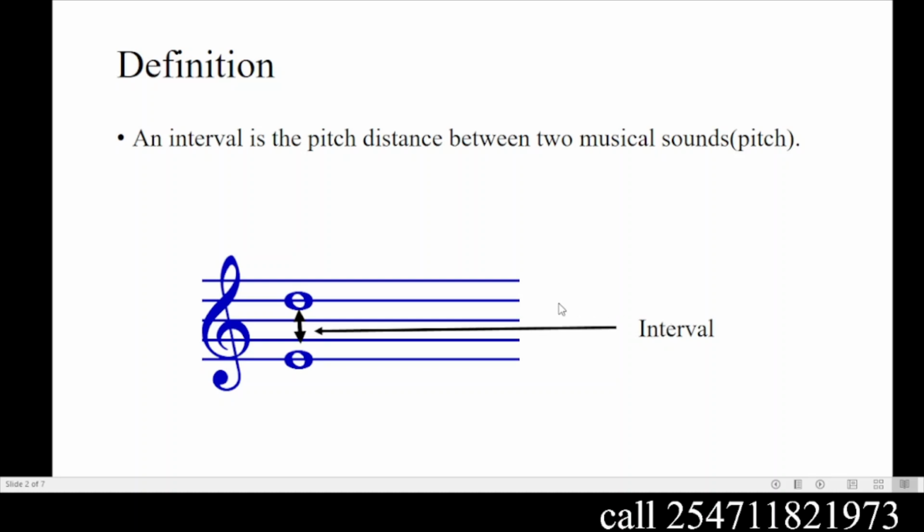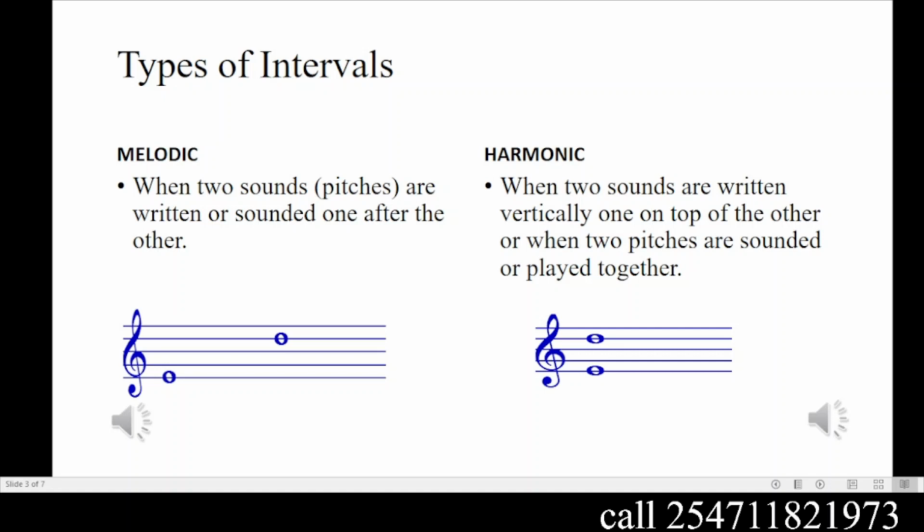For example, if I may demonstrate by singing, the pitch distance between those two sounds is what we call an interval in music. We have two types of intervals, the melodic interval and the harmonic interval. The melodic interval is when two sounds or pitches are written or sounded one after the other. When writing a melodic interval, you start, for example, with this E, then you come to D. There's a space here. You are writing a note after a note.